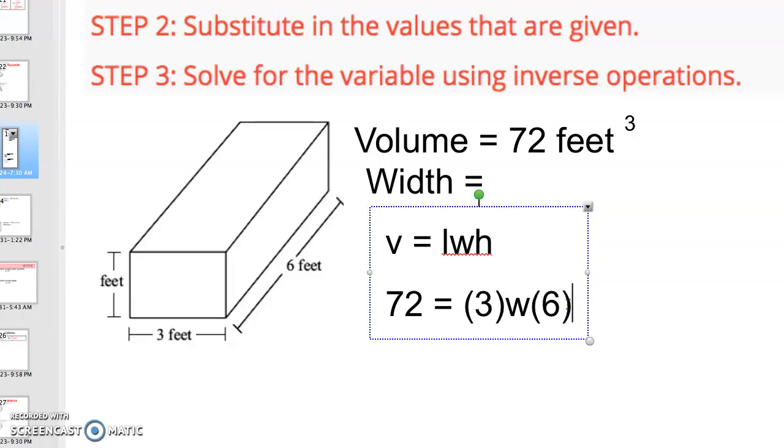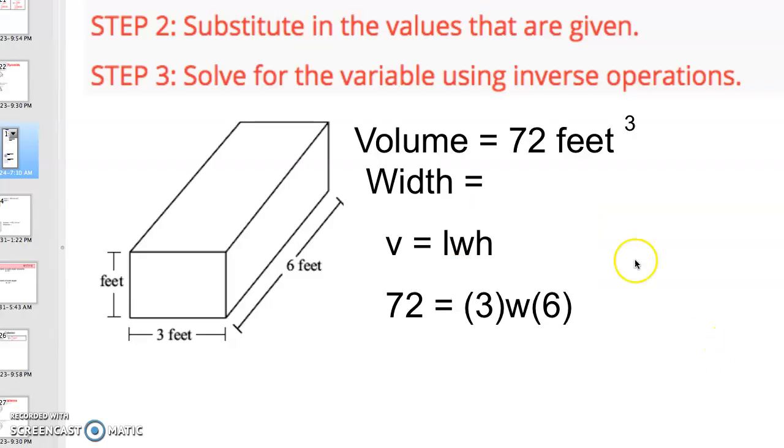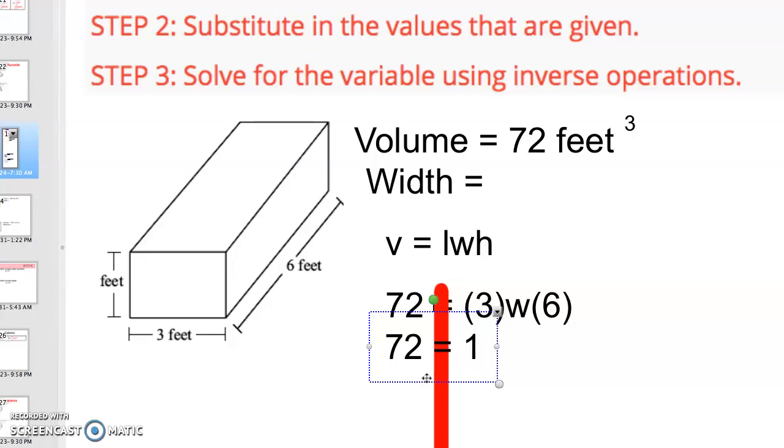Step three is we're going to solve this using inverse operations. We always draw a line down the equal sign. Then I'm going to simplify first. So let's go back and simplify this. I can simplify the 3 and the 6. We know it's length times width times height, so we're multiplying all of these numbers. So I have 72 equals 3 times 6 is 18, and then times W. We don't know what W is yet. So this says 18 times W.